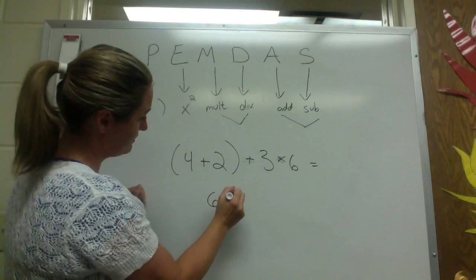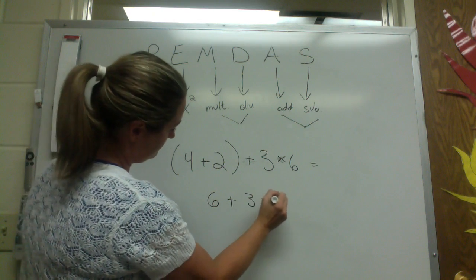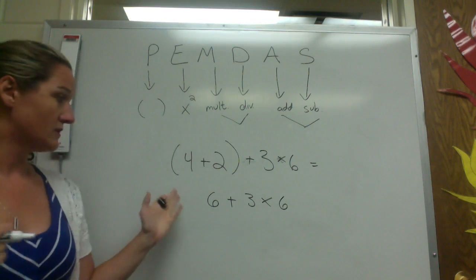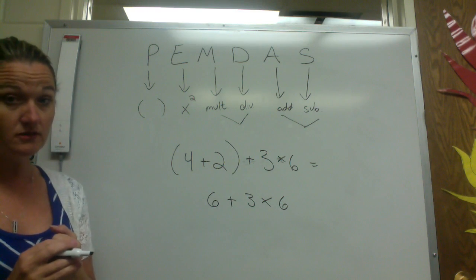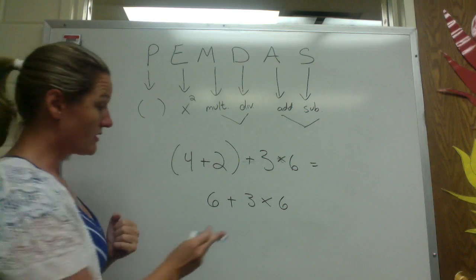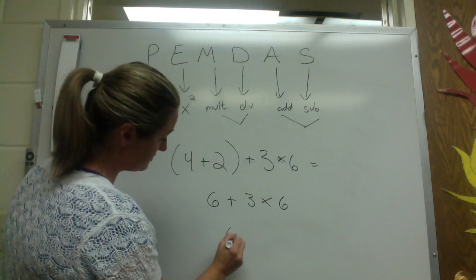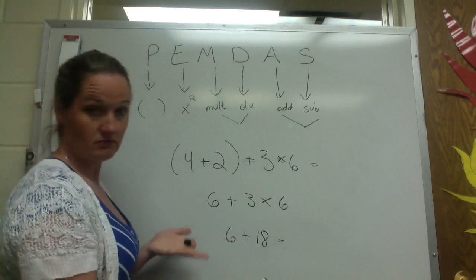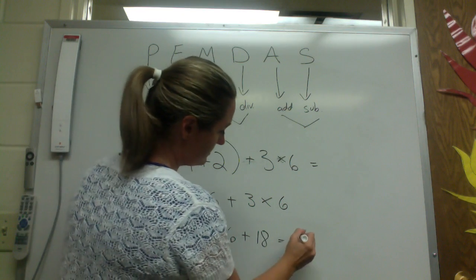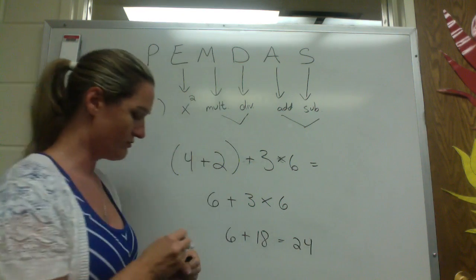So I'm going to go ahead and rewrite my problem. Okay, so that's what it looks like now. Now I have addition and multiplication. What should I do next? The multiplication. 3 times 6, that's 18. So I'm going to rewrite my problem. All right, now just addition. 6 plus 18 is 24.